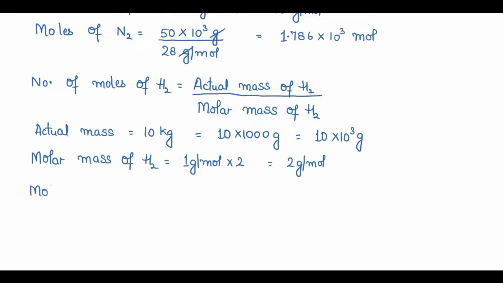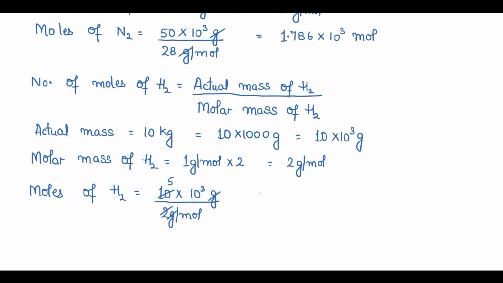So number of moles of hydrogen equal to actual mass 10 into 10 raised to power 3 gram by molar mass 2 gram per mole. I'll cancel this gram with this, 2 with 10.